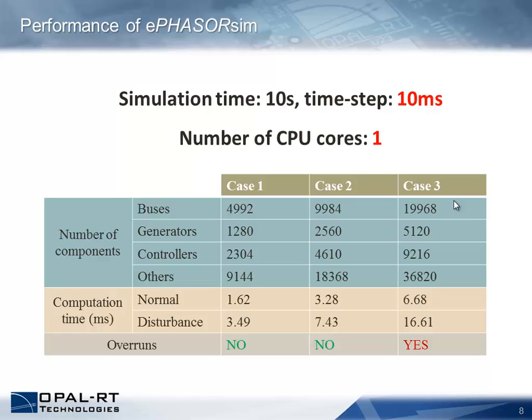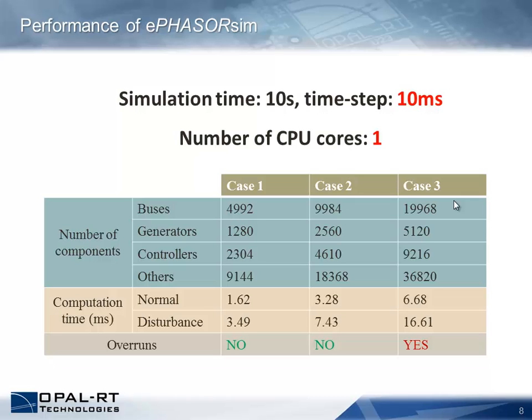When explaining here the computation time, I'm making a distinction between normal and disturbance. Normal is between switching events, and this is the computational time taken when you have a switching event. So when we do not switch, and we're just running the network without a change of topology, we can perform 20,000 buses in less than 7 milliseconds. For a 10 millisecond time step, we are well within real-time requirements, with a little bit of time to spare.